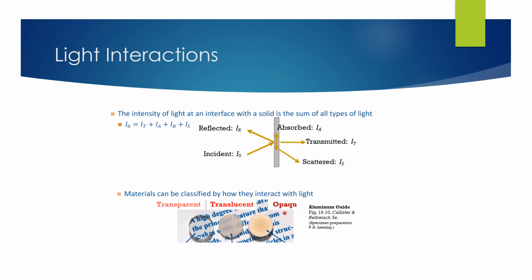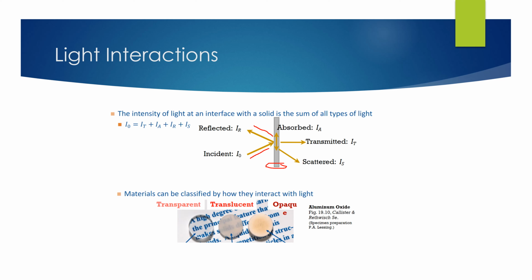So for this course, we focus more specifically on the intensity of light at an interface with the solid. When we look at light interactions, we can determine the total intensity of light by adding up the 5 different intensities that this course focuses on. The first is the intensity of reflected light. When we have incident light coming in here, some of it is reflected off of the material. That's the reflected light. The incident light is light that is coming into contact with the material. The material is this gray rectangle right here.